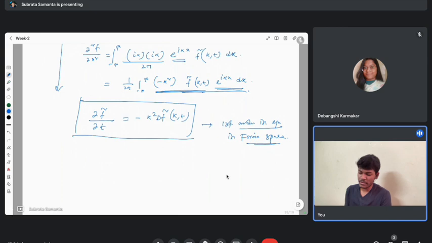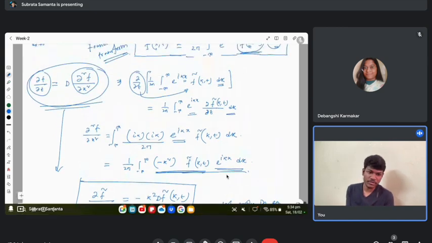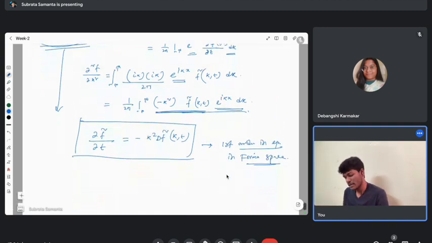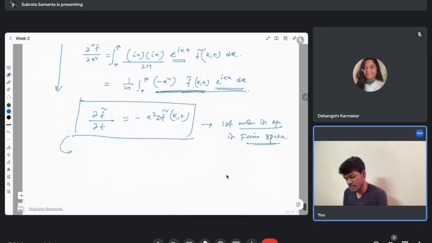We have to solve the second order differential equation. We go to the Fourier space, where there is a first order differential equation that we can easily solve, and then go back to the position space, x space. So what is the solution? This f tilde(k,t) is just f tilde(k,0) times e to the power minus k square Dt. So this is the solution.